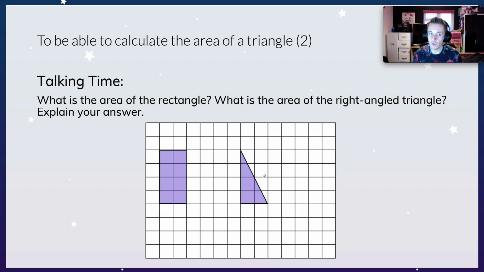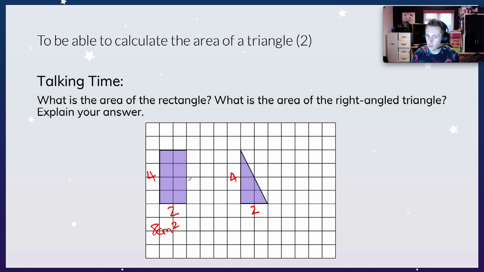Okay, so how does that relate to area? Well, if we were finding the area of this rectangle, we would do 4, because this side is 4, times 2, which would give us an answer of 8 centimetres squared. Now, the length of this side is also 4, and this side is also 2. So if we were to times these together, we would get 8 centimetres squared.